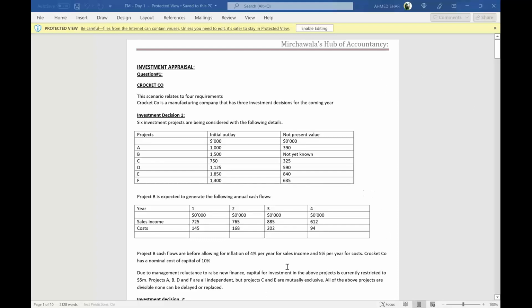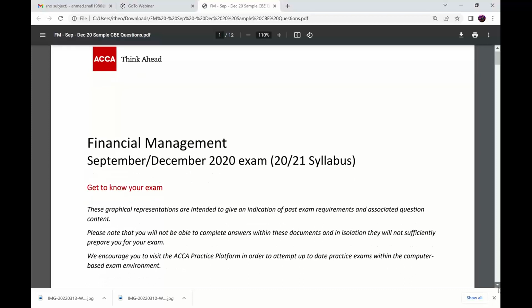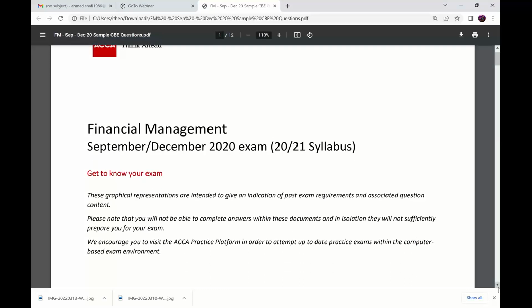Now, when you go to the exam, and obviously your exam is a computer based exam, I'm closing this file. This file has been provided to you. When you open your exam, this is how a typical exam structure will look. The first page of the exam would be like this: Financial Management, written September, December 2020 exam. Your attempt would be, for example, June 2022, so it will be written June 2022 attempt.